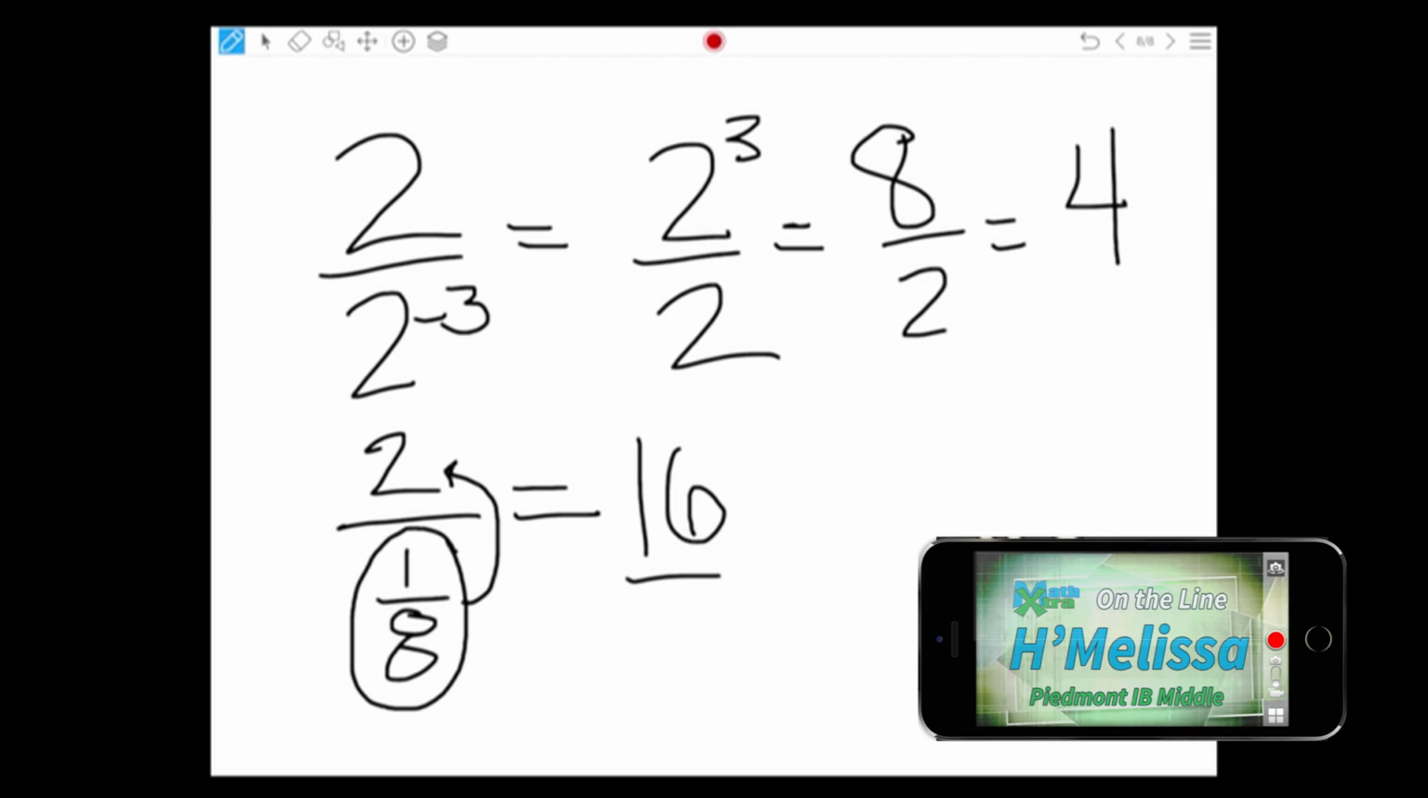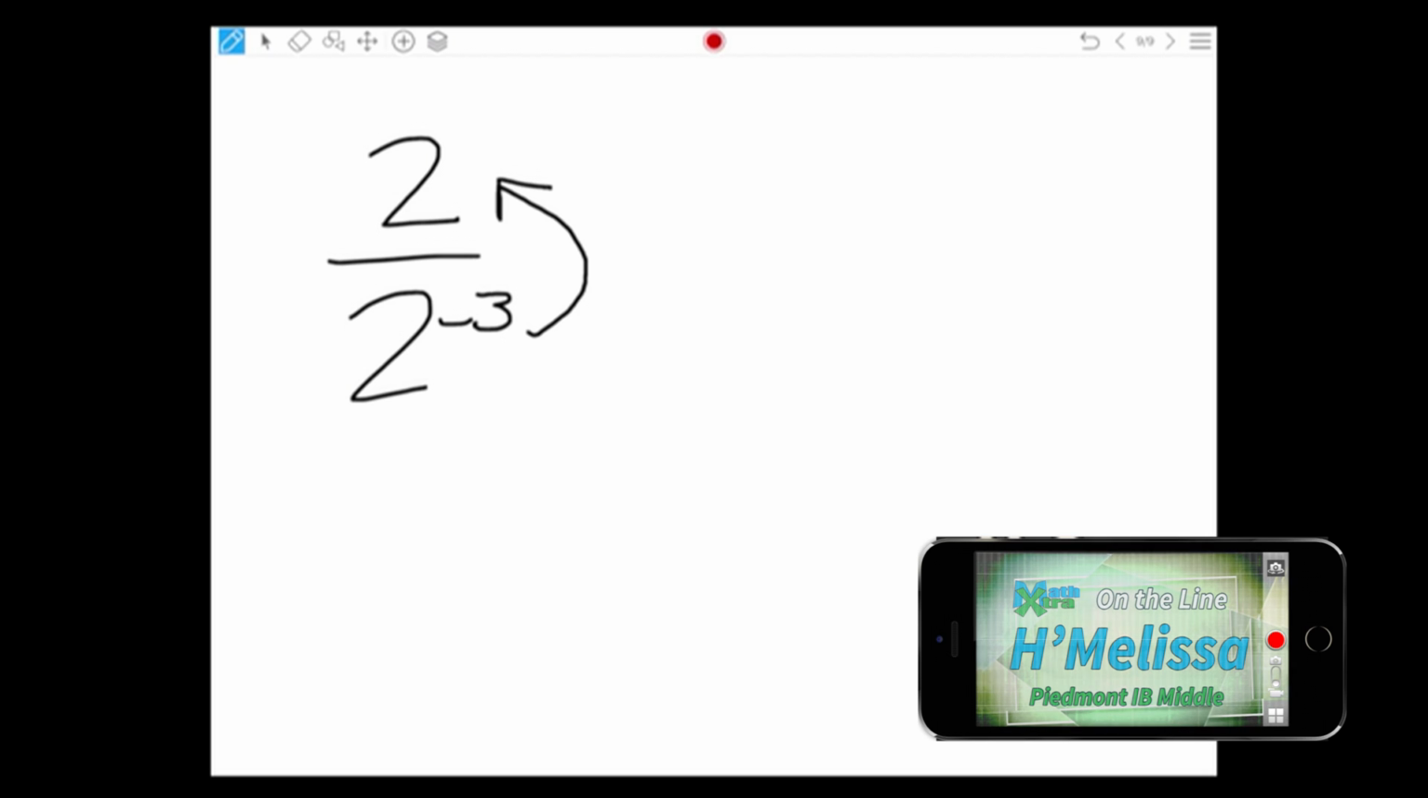So let's look at this problem again, Melissa. We have 2 over 2 to the negative third power. And if I use my rule that I just said, I'm going to flip this to the top. Now, Melissa, the issue is that when we're used to seeing just 2 to the negative third power over 1, students believe that you're flipping the entire fraction.